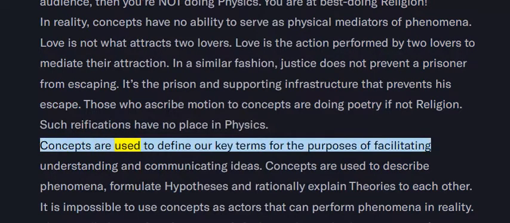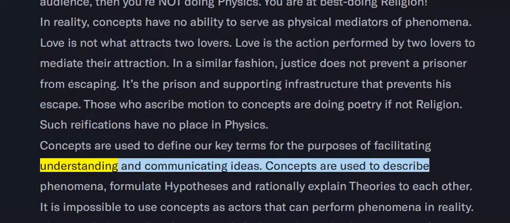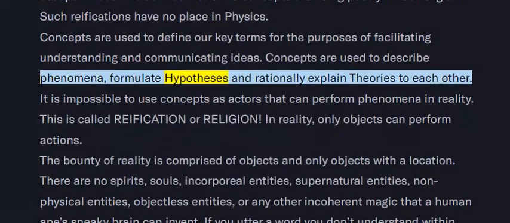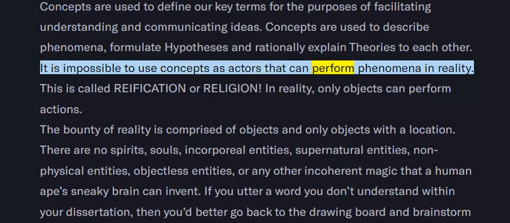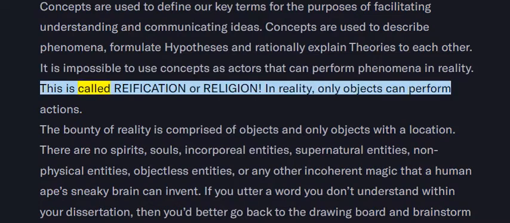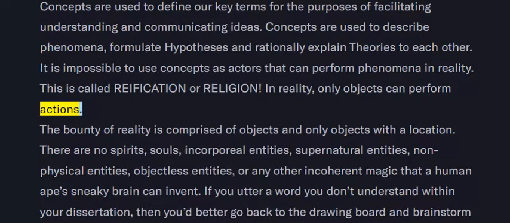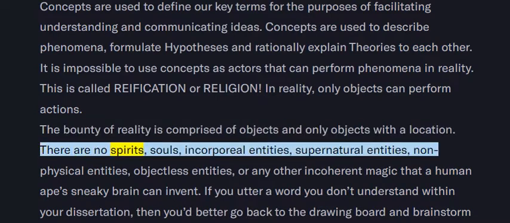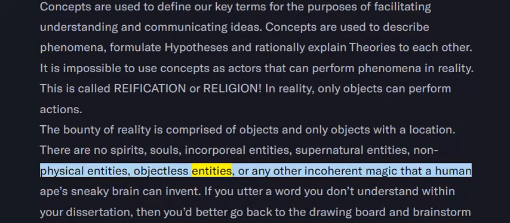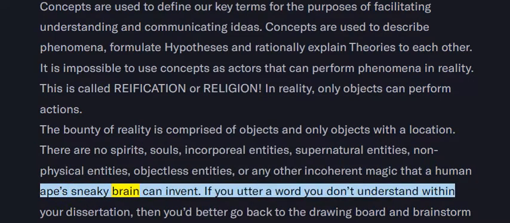Concepts are used to define our key terms for the purposes of facilitating understanding and communicating ideas. Concepts are used to describe phenomena, formulate hypotheses, and rationally explain theories to each other. It is impossible to use concepts as actors that can perform phenomena in reality. This is called reification or religion. In reality, only objects can perform actions. The bounty of reality is comprised of objects and only objects with a location. There are no spirits, souls, incorporeal entities, supernatural entities, non-physical entities, objectless entities, or any other incoherent magic that a human ape's sneaky brain can invent.